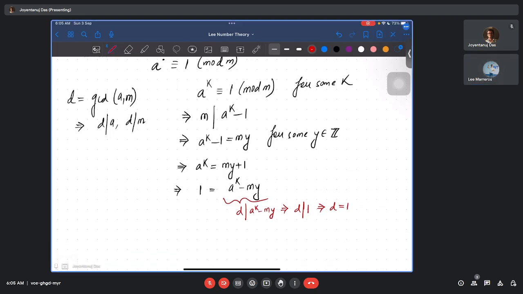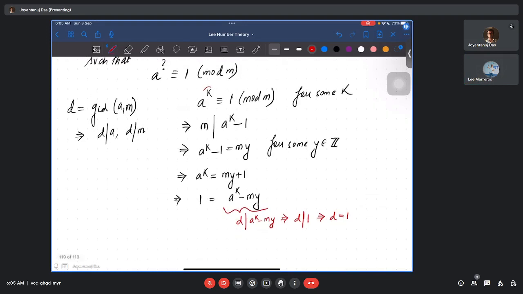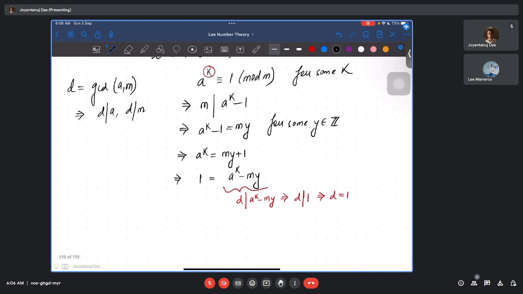Other than that, we have no option. So if there exists some k for which a power k is congruent to 1 mod m, that will only work if the GCD of a and m is 1. So that is the first condition we need. The GCD of a and m has to be 1.